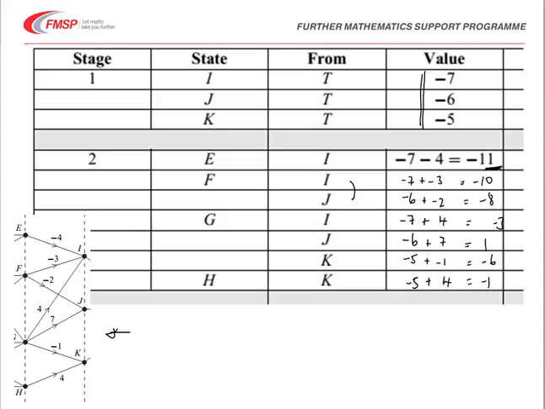So I'm just going to indicate where the states are. E, obviously there's only one value, so that's the smallest one. F, there are 2 values, so the smallest one is -10 there. For G there are 3 values, and the smallest one is -6. And for H only 1 value, so obviously it must be the smallest.